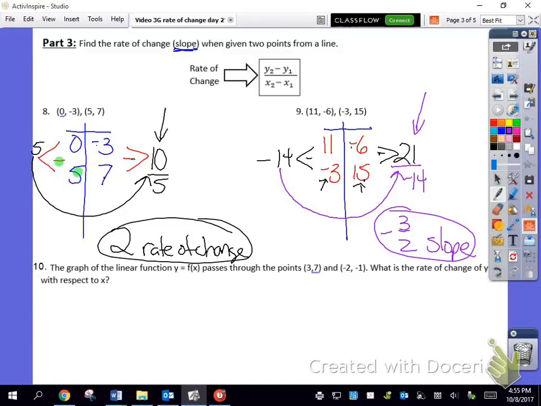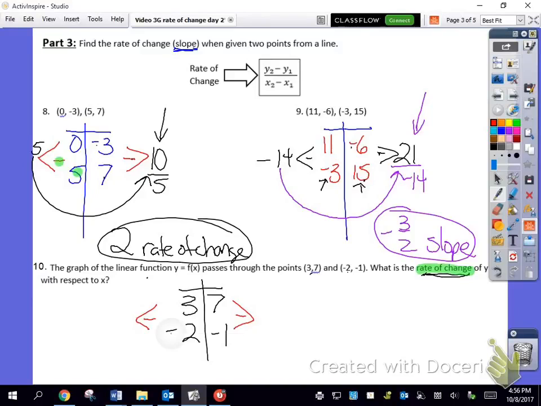On number 10, the graph of the linear function y equals f of x passes through the points 3, 7 and negative 2, negative 1. What is the rate of change of y with respect to x? Anytime you want rate of change, you're going to set up a t-chart. You've got 3, 7 and negative 2, negative 1. Make sure that you can see the negatives, and then you have to subtract. Just make sure it's very clear and distinct.